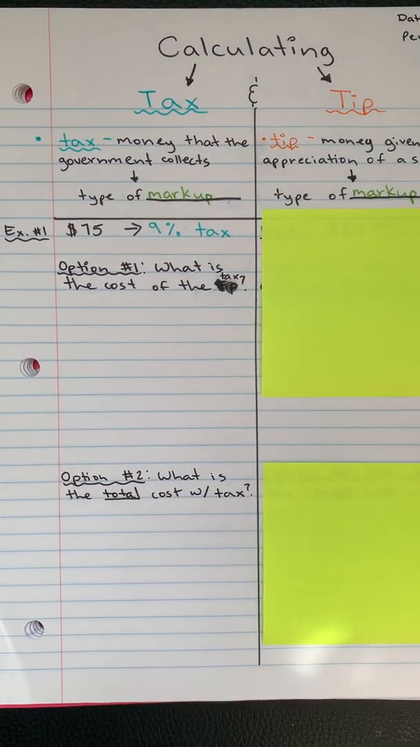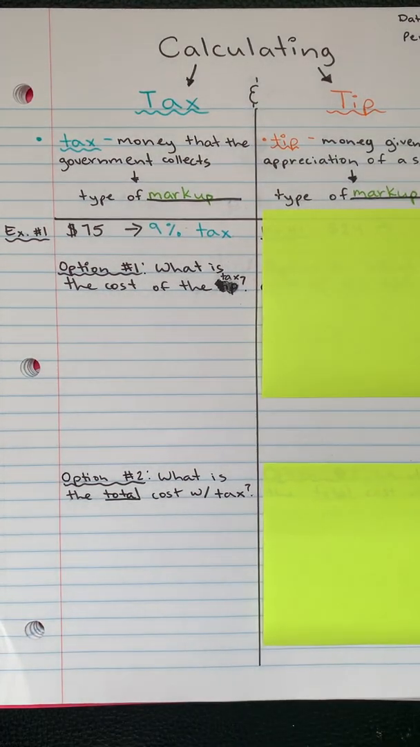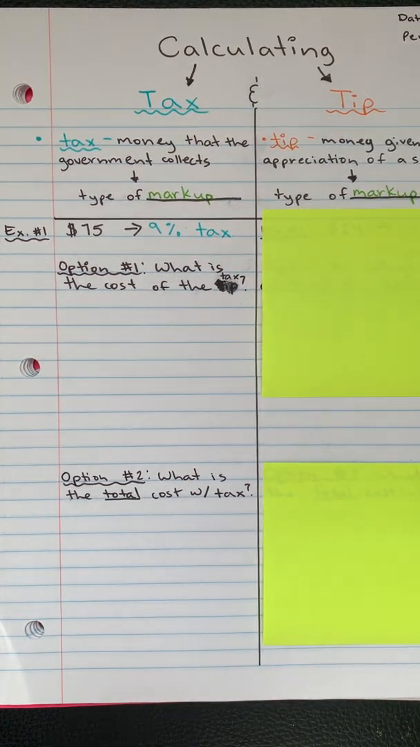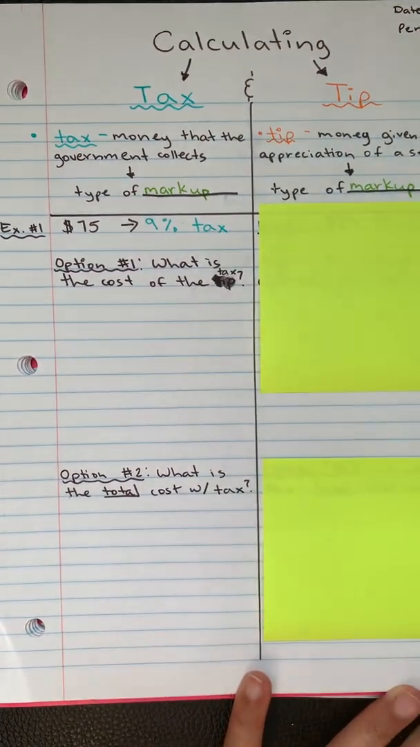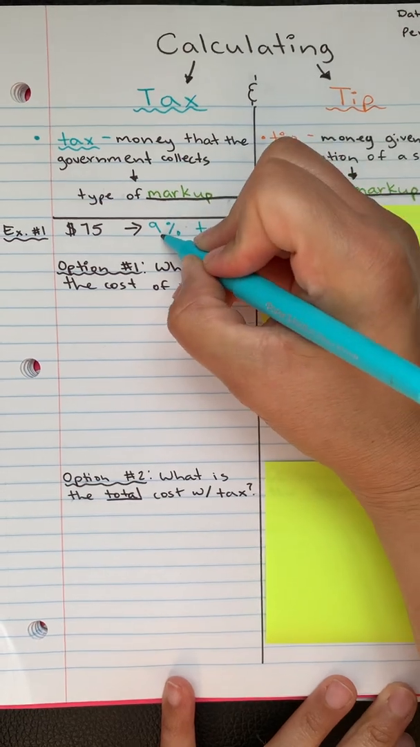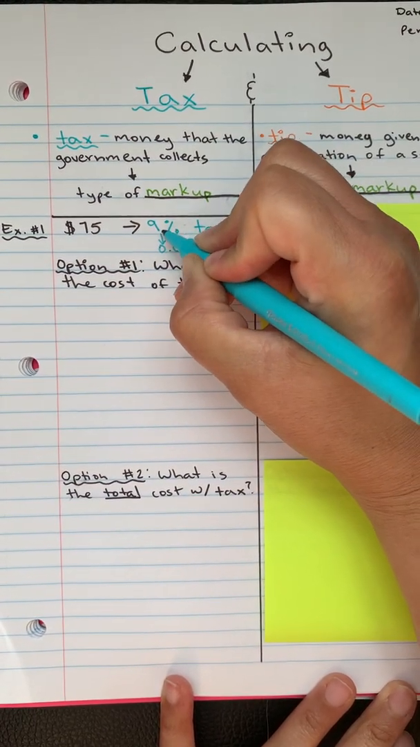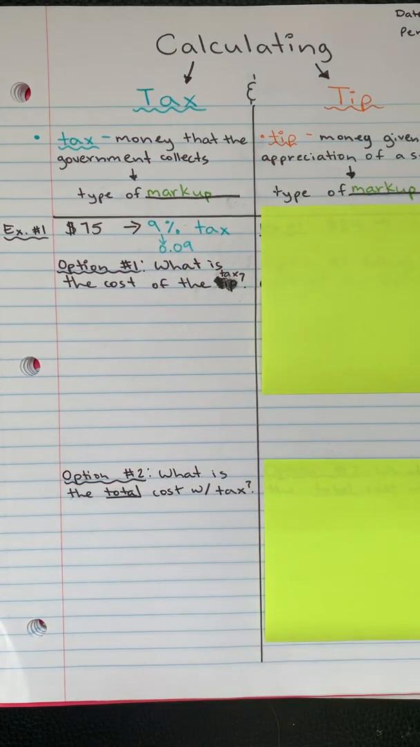So let me show you how to do just the tax. This is very similar, if not identical, to a markup. So once again, I'm going to take note that this 9% tax, if I write it as a decimal, is 0.09. So it's moving over 2 powers of 10, 2 decimal places.